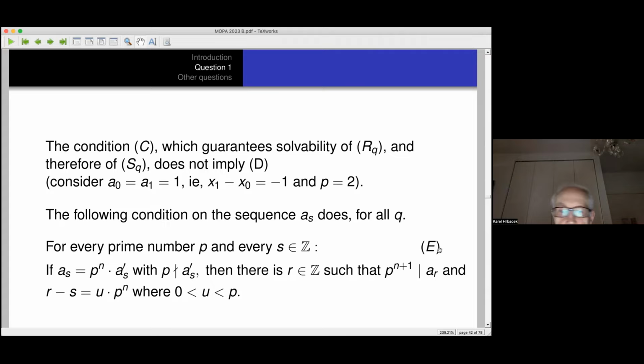The condition E says that if A sub S has a factor P to the N, and that's the highest power of P that divides A sub S, in other words, P does not divide the rest of it, then there must be an R such that A sub R is divisible by P to the power N plus 1, and the distance between R and S, between those indices, is a multiple of P to the N, namely U times P to the N, where U is between 0 and P. So what does this say?